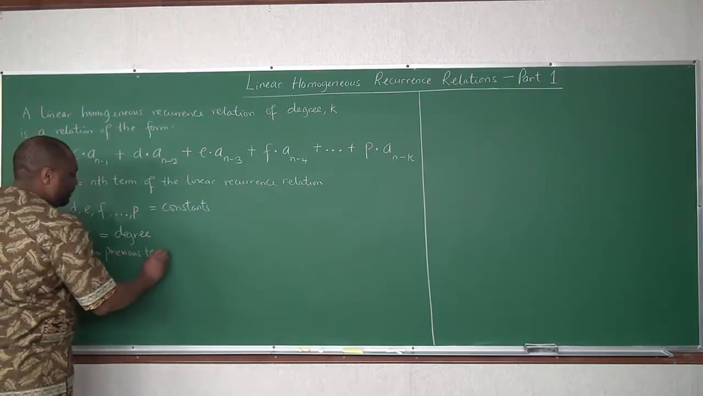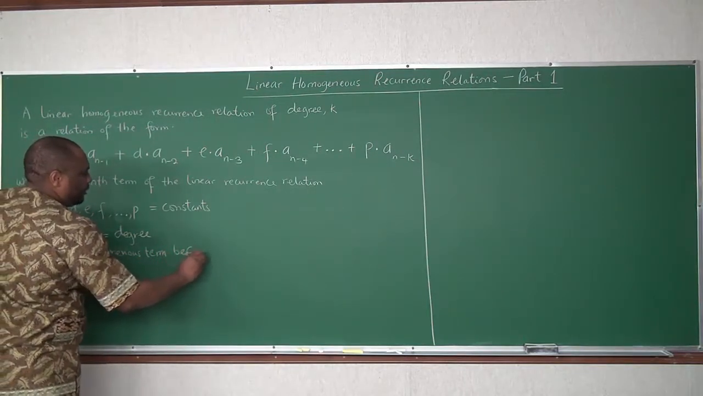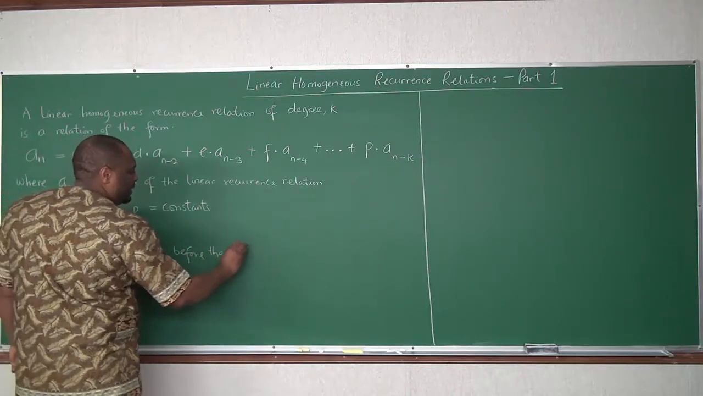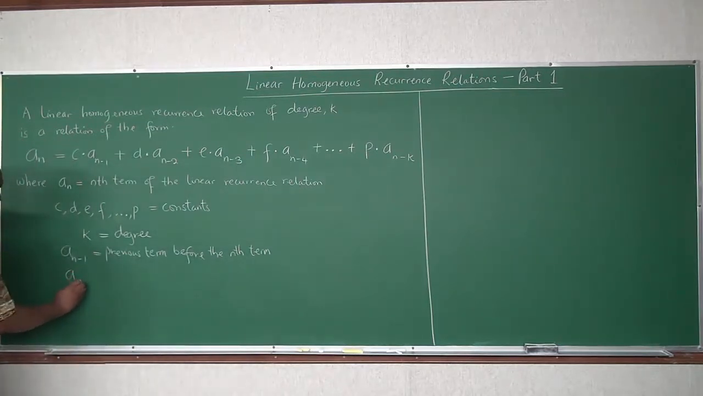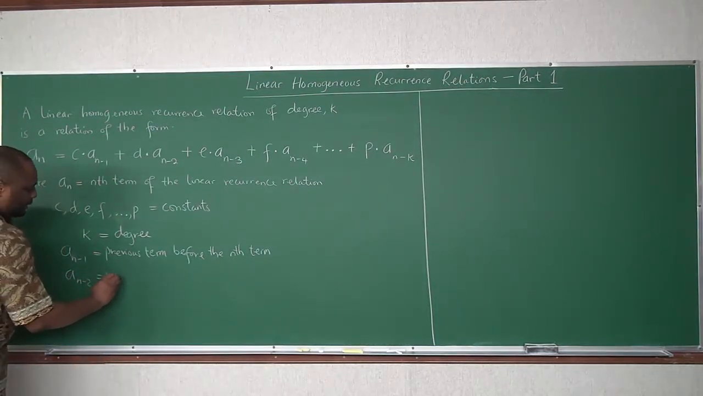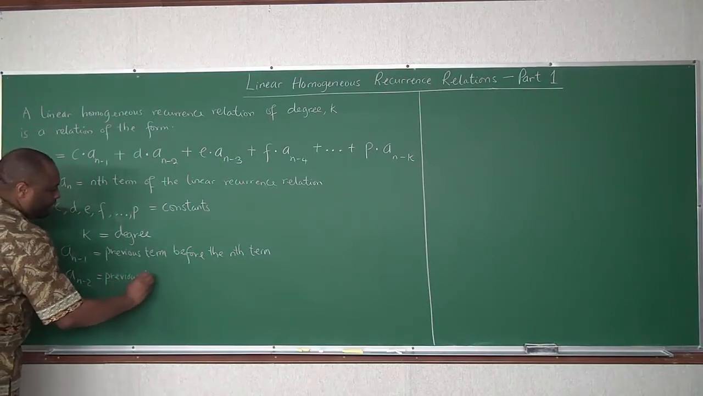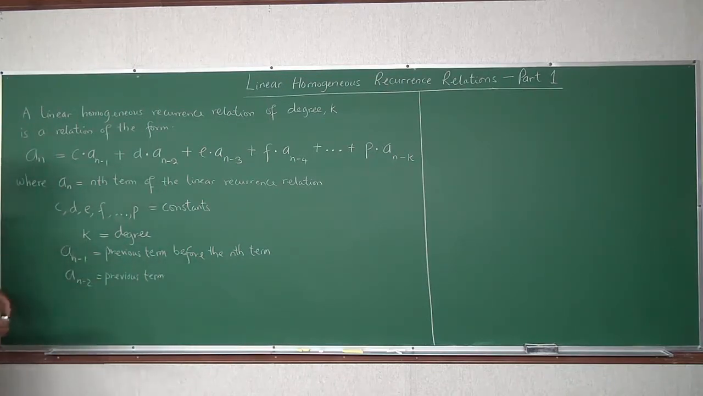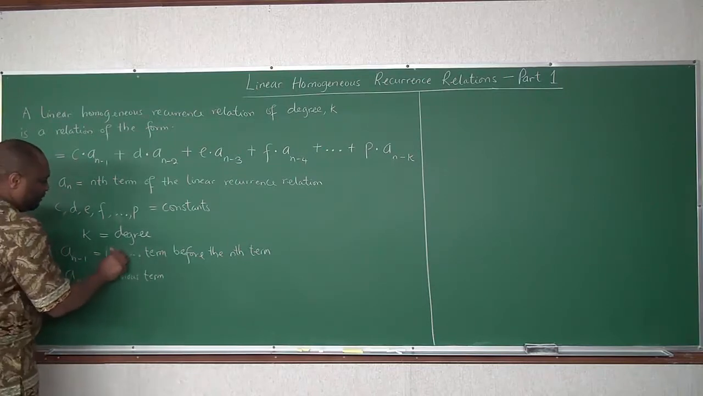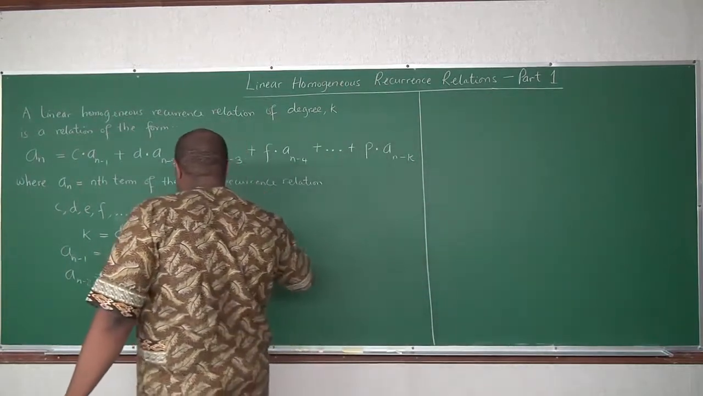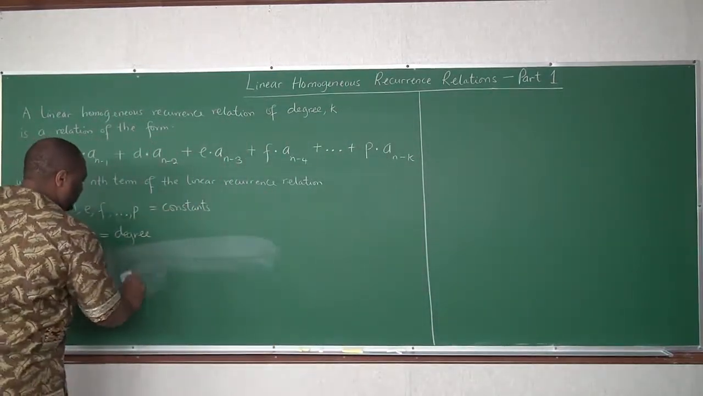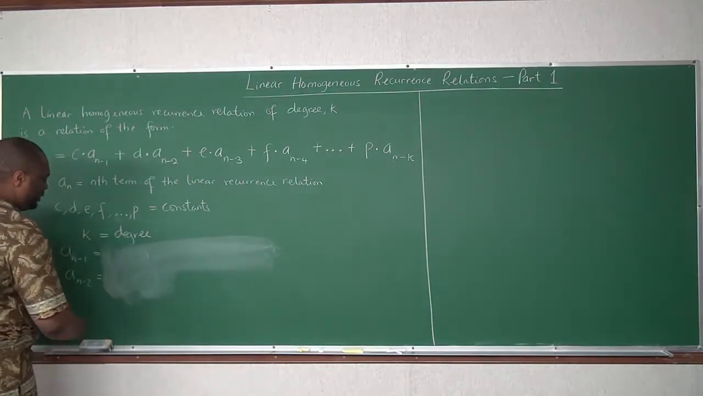Previous term before the nth term. Then A subscript n minus 2 is the previous term, or you can say just the term before. If you say the term before, that is similar to saying previous term. So let me just say term before the nth term. Let me just write it that way, so it will not be like tautology.